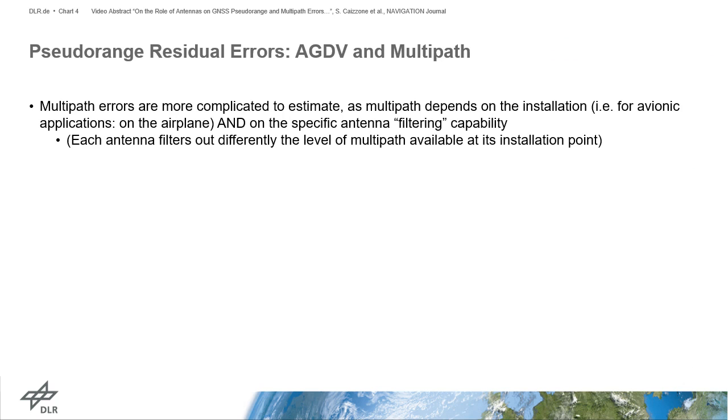Multipath errors are more complicated to estimate, as multipath depends on the installation on the platform, in this case on the airplane, and also on the specific antenna filtering capability. It's worth remembering and reminding you that each antenna filters out differently the level of multipath available at its installation point.